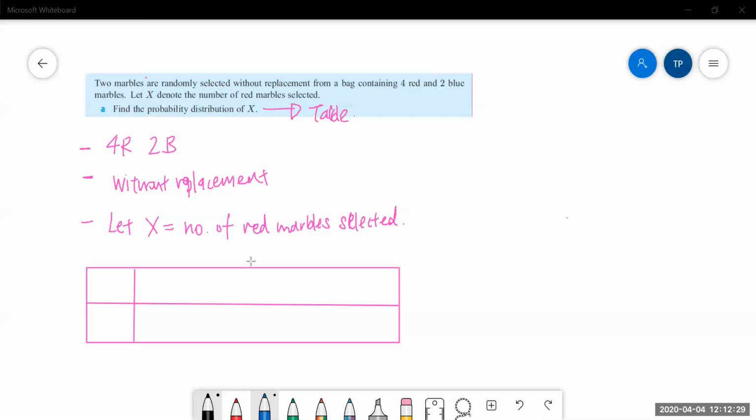Wait. Because you can only draw 2 marbles only. Yeah. But if I were to express it in color, if you just draw 2, it can be 2 red. Right. It can be 2 blue. It can be 1 red, 1 blue. Okay, now we want to talk about the blue. Okay, so yeah, you are correct. It can be 2 red. It can be 1 red. Or no red. Yes. So what are the different values of X? Oh, 0, 1, 2.